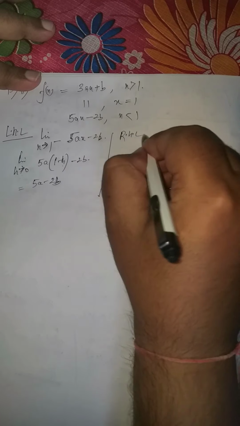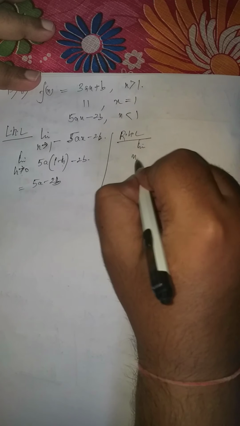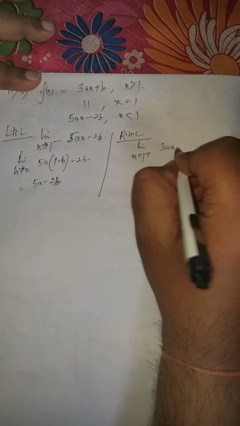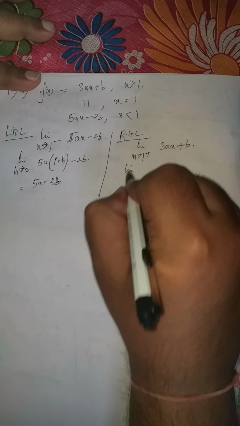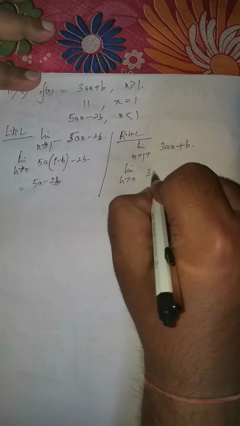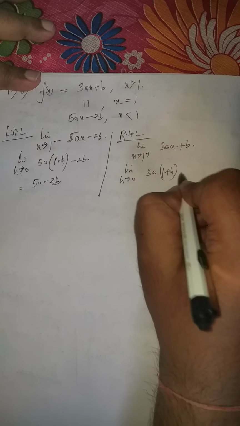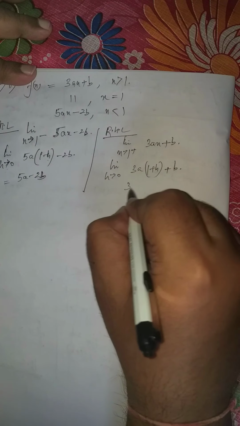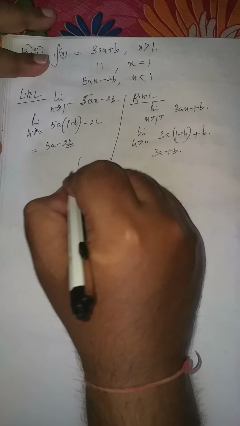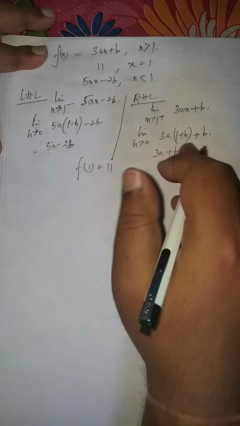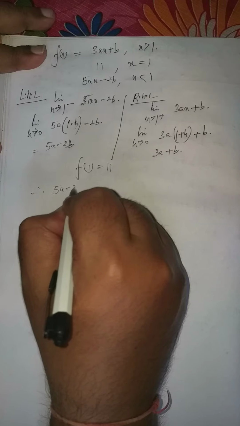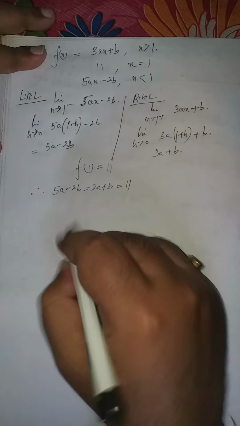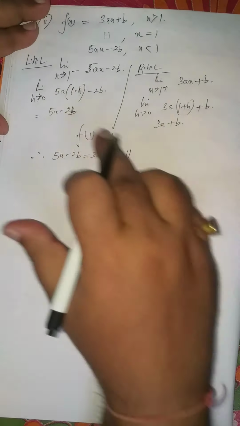Now RHL. Limit x tends to 1 plus, greater than 1. So 3ax plus b. Limit h tends to 0 of 3a(1 plus h) plus b. Again substitute the value 0. So 1 plus 0 is 1. Here you are getting 3a plus b. And f of 1 is what? 11. Therefore I can write 5a minus 2b equals 3a plus b equals 11, because the function is continuous, so all the three values must be the same.